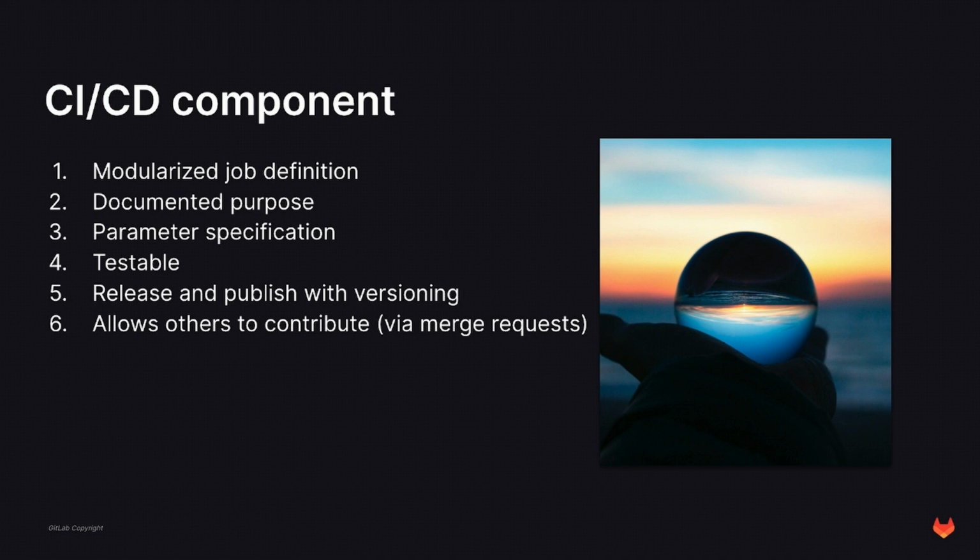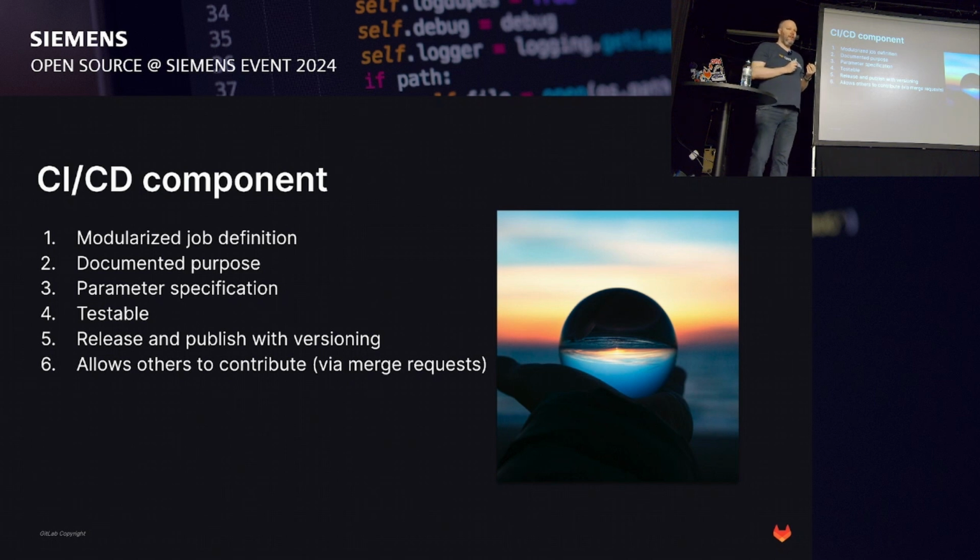You have a documented purpose, so there needs to be documentation for the component. You want specific input or output parameters, which are also documented. You want to be able to test the component, so not just testing in production and hoping it works, but rather have it in a dedicated environment. And use similar workflows to software development for release and publish workflow with versioning, and also, of course, allow others to contribute via merge requests, for example. So reusing GitLab as a platform to also maintain CI/CD components.